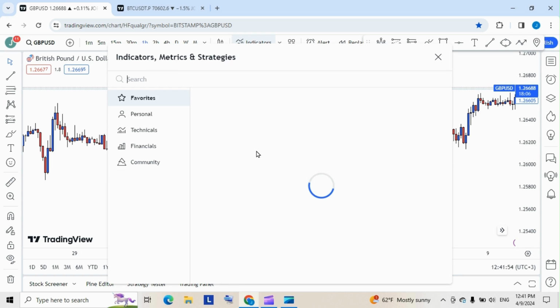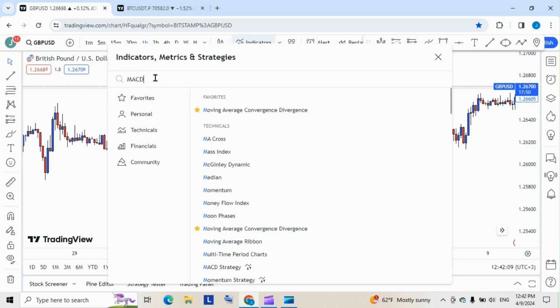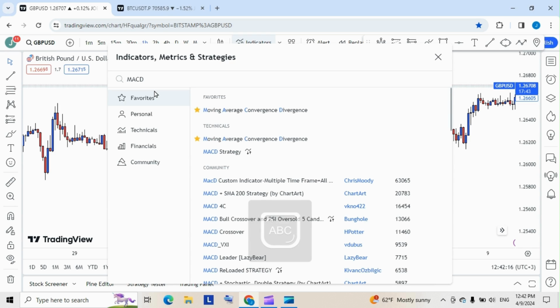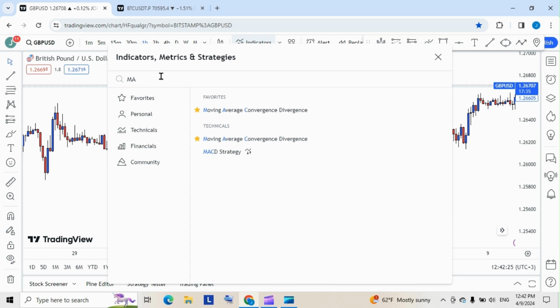So let's just wait for this to load. You can look at the chat box here. You can type MACD. Just type MACD, and MACD is going to give you this indicator. You just tap this, and you can see Moving Average Convergence Divergence is the name of the indicator. It's called MACD, that's just the abbreviation.